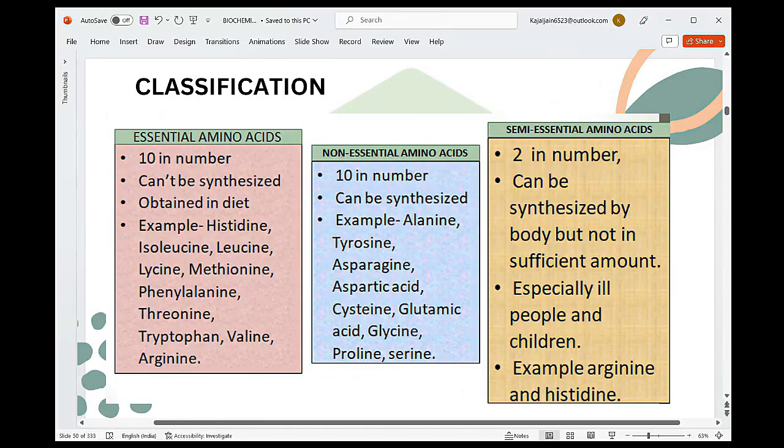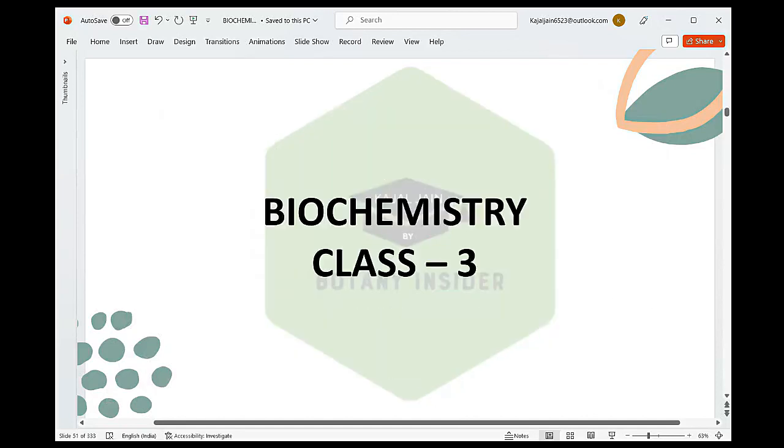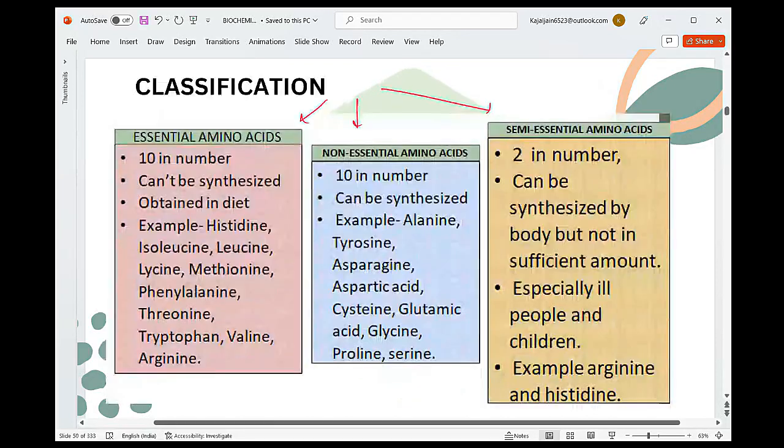Now, talking about the classification. The classification is based upon two things. First is essential, non essential, semi essential, and the second one... okay, first let's go through this. There are essential amino acids, non essential, and semi essential. Write down what is the meaning of essential amino acids, everyone.